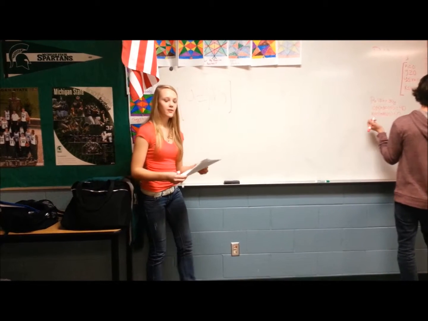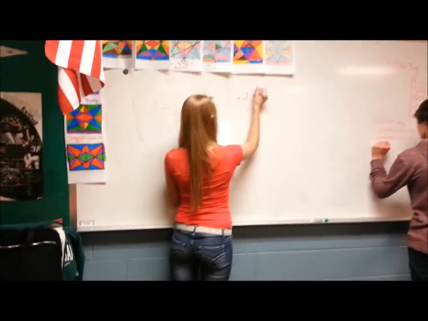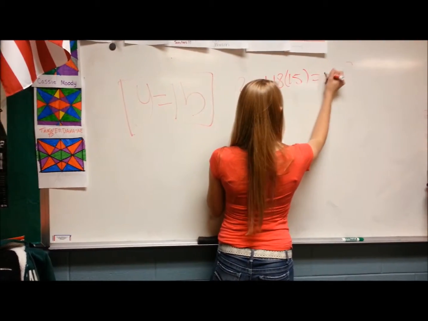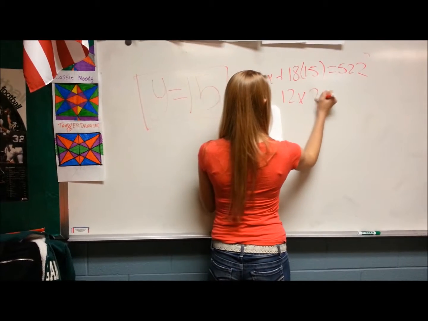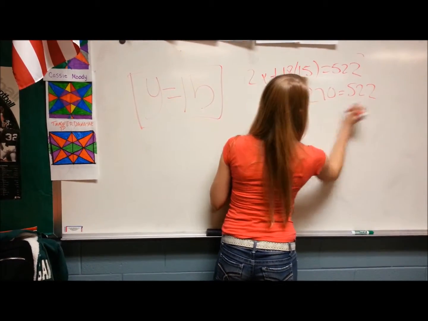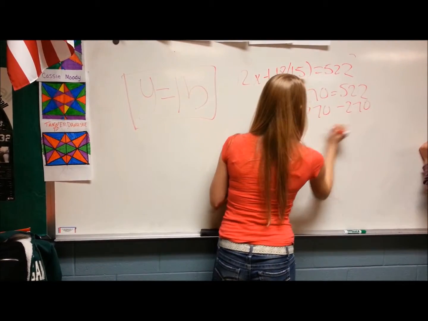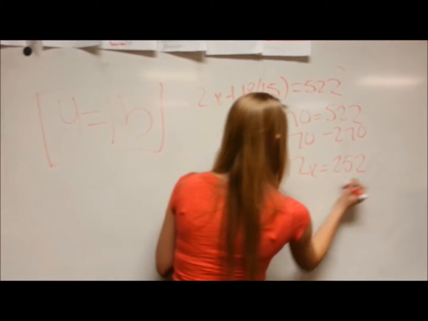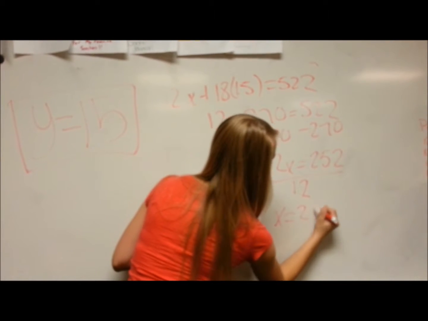Now for the y equation, we're going to plug into the original one. So 12x plus 18, 15 equals 522. You bring down the 12x, and you get 270 equals 522. You subtract this 270 from both sides, and you get 12x equals 252. Then you divide all of it by 12, and you get x equals 21.